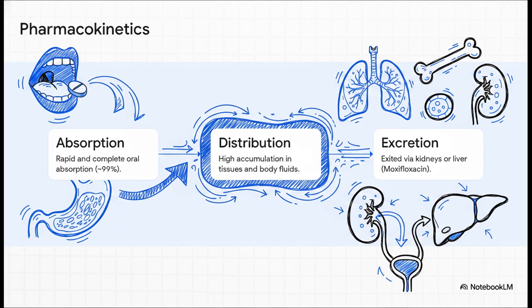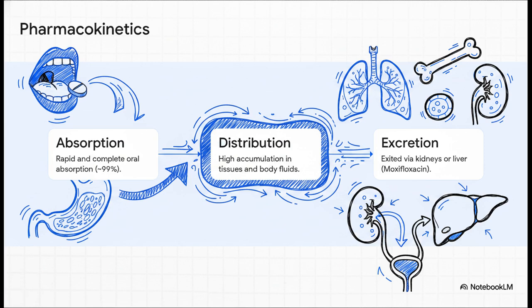Section 3. Drug movement in the body, or pharmacokinetics. As graduating practitioners, knowing how a drug gets in, where it hides out, and how it gets out is just as vital as knowing what it actually kills. Chronologically, this journey is incredibly efficient. First, oral absorption is near perfect. We're talking approximately 99% bioavailability. That means an oral pill is essentially as potent as an IV dose, which is amazing.